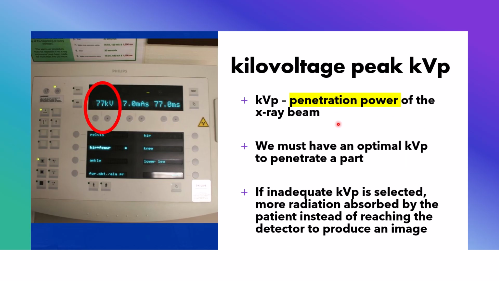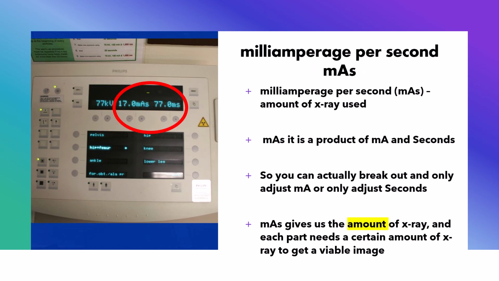Again, I've just said this is the penetration power of the X-ray beam. We have to have a minimum penetration to get through certain body parts. Obviously, if it's a thicker part or a more dense part, it is much easier to penetrate air than it is bone. So that may make a difference on our KVP. If we have an inadequate KVP, or a KVP that is too low, more of the X-rays are absorbed by the patient than they should be.